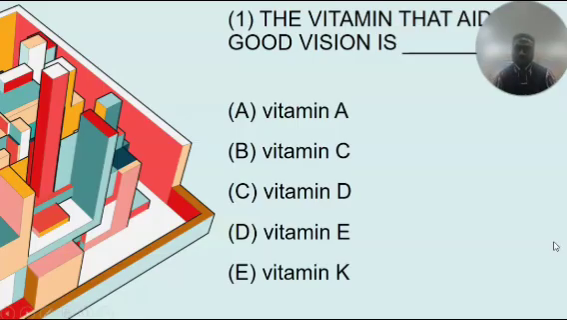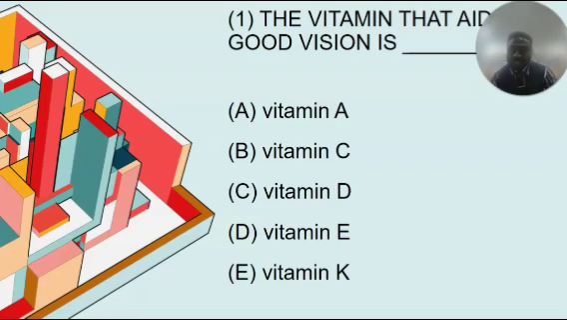So the first question before us, of course, BST is Basic Science and Technology. It has four components actually. We have the Basic Science component, we have the Basic Tech component, we have the PHE component, and we have the Computer Studies component. But I am taking you through the Basic Science component, which is more biology or biologically related. So the first question says the vitamin that aids good vision is dash. The vitamin that aids good vision or that enables us to see clearly and properly is known as A, vitamin A, B, vitamin C, C, vitamin D, D, vitamin E, and option E, vitamin K.